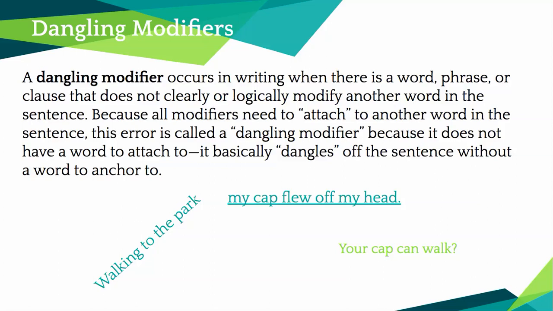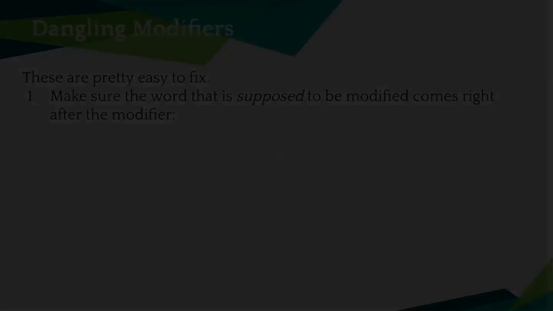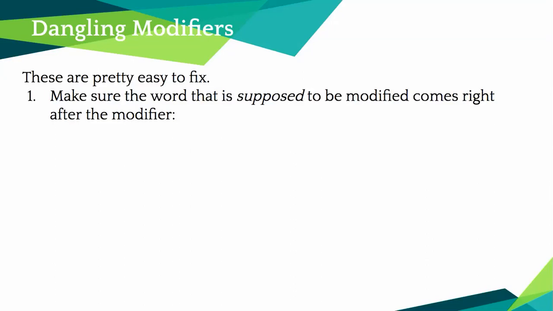So that's one of the things that make these errors really challenging for writers, because they know in their minds what they intended to say, but your job as a writer is to express it clearly for your audience. So this is a really good skill to practice, correcting these dangling and misplaced modifiers, because they happen quite a bit in writing. They're pretty easy to fix. That's the good news. The basic rule is that a modifier needs to be as close as possible to the word being modified. So one way to fix a dangling modifier error is to make sure the word that is supposed to be modified comes right after the modifier.